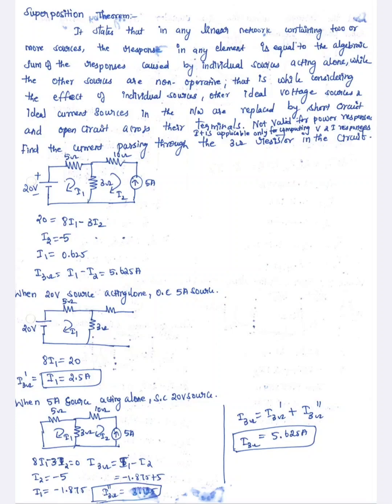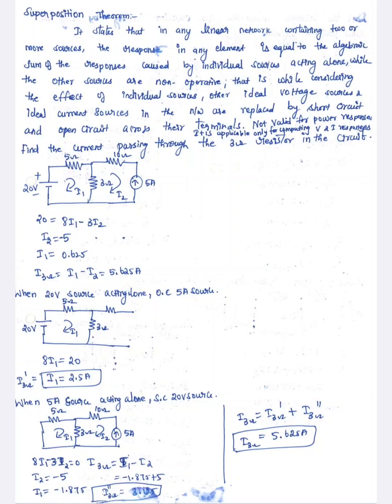So for the superposition theorem, first we have to discuss the statement of the theorem. For what type of network can we apply the superposition theorem? It can be a linear network. The network contains two or more sources. It can be a current source or a voltage source.